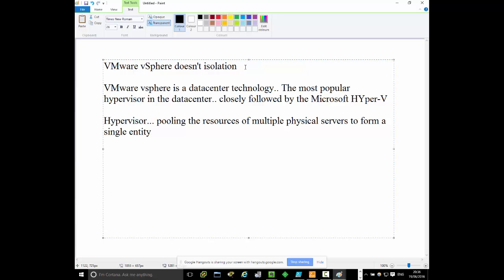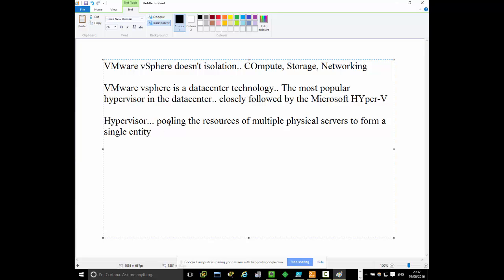But as we mentioned, it doesn't stand in isolation. Whenever you're thinking VMware vSphere, you must be thinking about computing or compute. You must be thinking about storage. You must be thinking about networking, because VMware vSphere itself doesn't just stand alone. VMware vSphere alone doesn't make the data center. It needs a storage platform. It needs a networking platform for it to work properly.